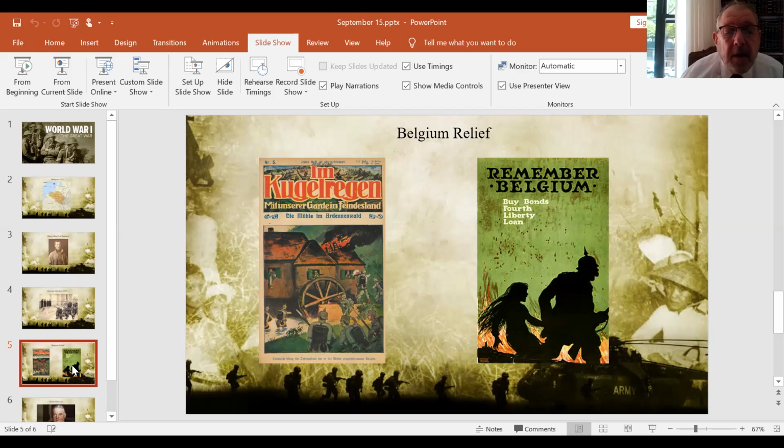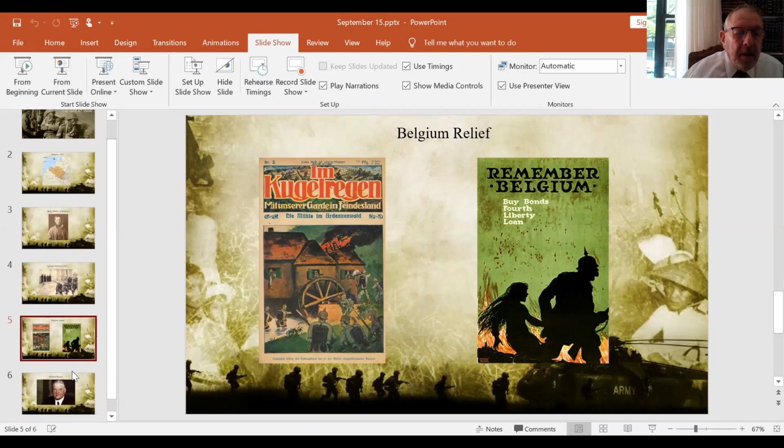This first one on the left is actually written in German, Im Kugelregen, in the rain of bullets, right? This is with our guard in the enemy land, right? But this is a post-war, I guess, attempt to help out the Belgians who they'd already basically destroyed during the war.